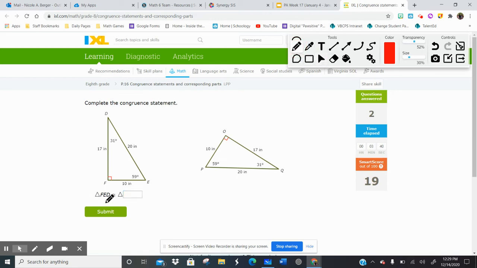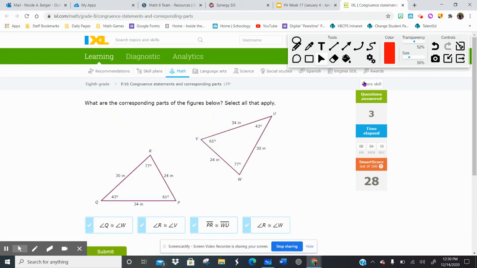All right, complete the congruent statement. It says FED. So we start here at F at the 90 degrees. Then we travel to E at 59 degrees and then up to D at that 31 degrees. So I go in the same order. So O is the 90 degrees. Then I'm going to travel to P, the 59 degrees, and then over to Q. So O, P, Q. And it's really just about taking your time, doing it a little slower than normal, and really making sure that the parts that are matching on each shape are in fact the same size and flowing in the same order.